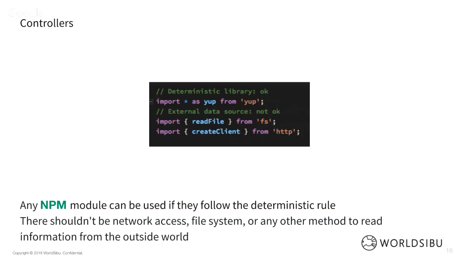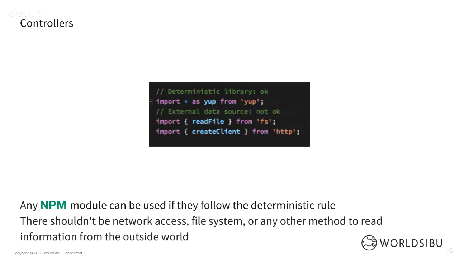Another limitation is that you shouldn't have access to the network or to the file system or to any other method to read information from the outside world. All you can read is information from the same blockchain. For example, querying the states, the models that you have saved previously, or using parameters coming from the functions. But you cannot access the network or the file system.